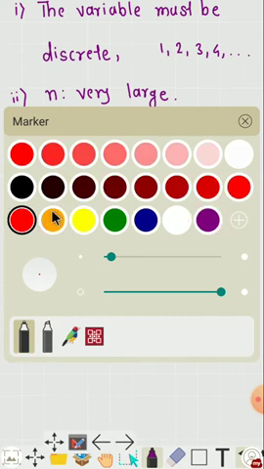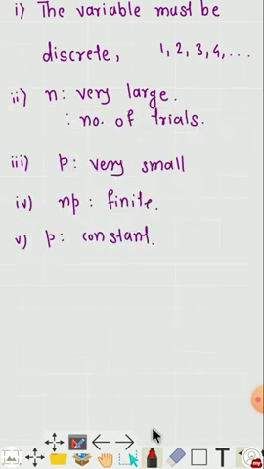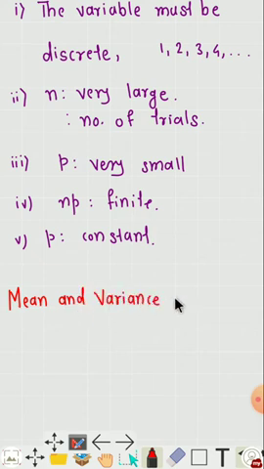So now we have defined what is meant by Poisson distribution, and the conditions on Poisson distribution also. And now let us study about the mean and variance of Poisson distribution.